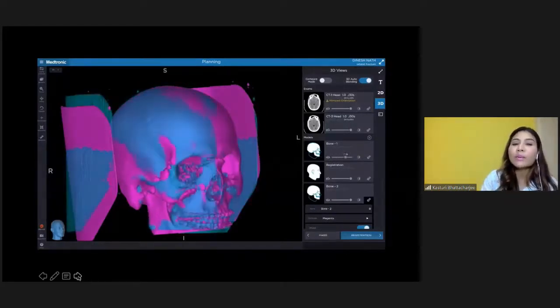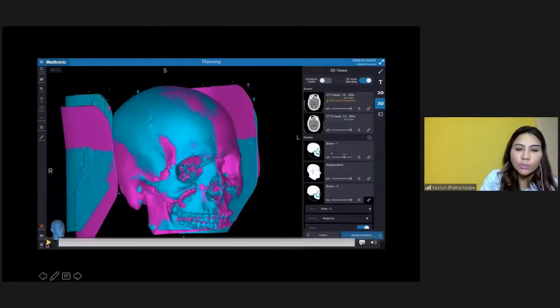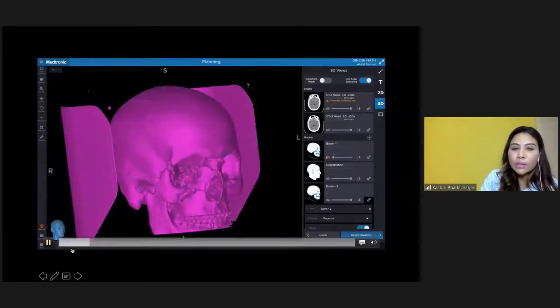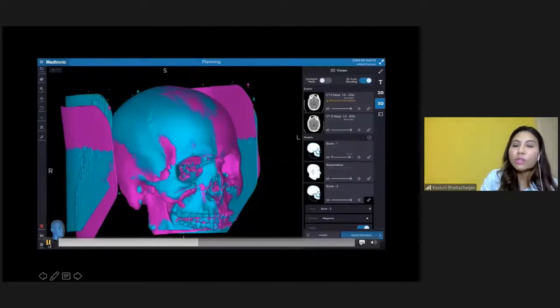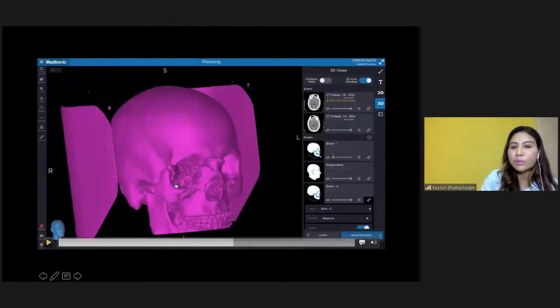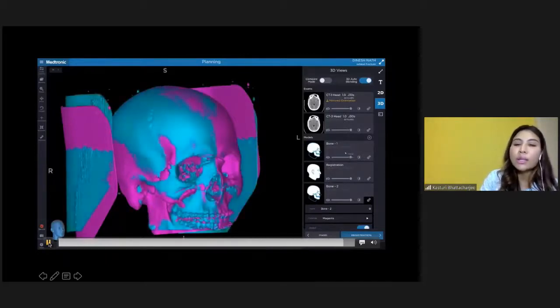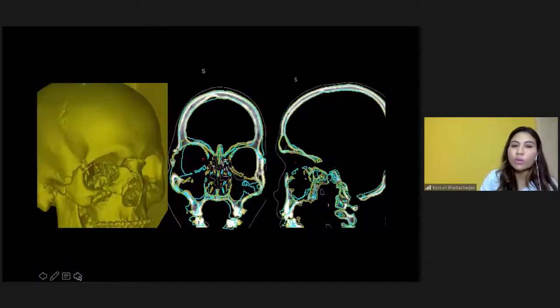The best way is if we do a mirroring. Let me stop here and show you. The blue over here is a normal orbit, and the pink is the fractured orbit. So this is my fractured orbit. You need to superimpose the normal over the fracture so that you can measure the distance and measure the actual amount of volume that you want to reconstruct. So this is my normal orbit. This yellow is my fractured orbit. So this is a mirroring that I have done.